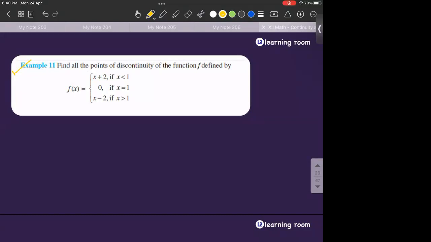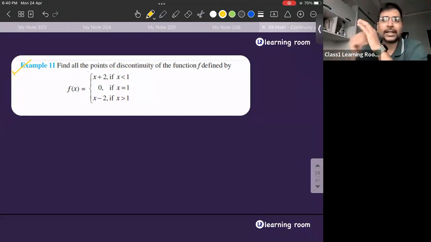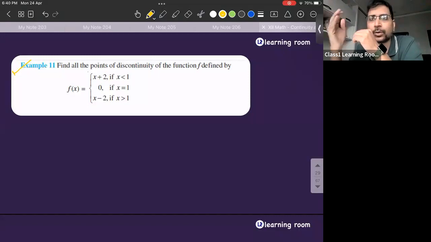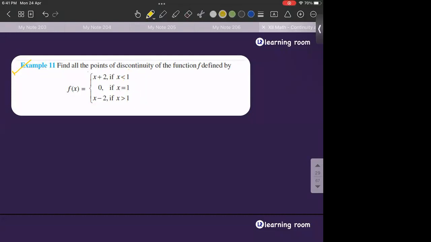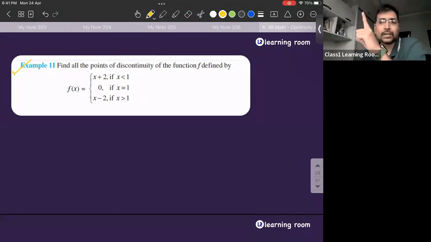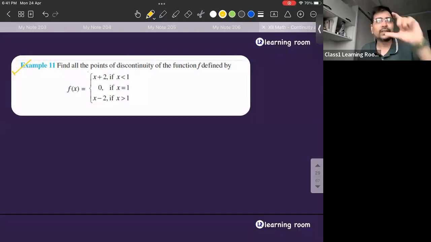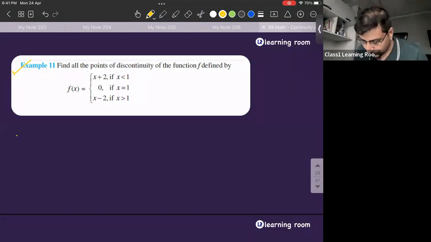At -1, sir. Look at the x values: x is less than 1, x is equal to 1, x is greater than 1. So where is the function broken? If you observe this itself, it is broken at 1, not at -1. So whenever the function is broken, you have no other option other than checking the left limit, right limit, and the function value.